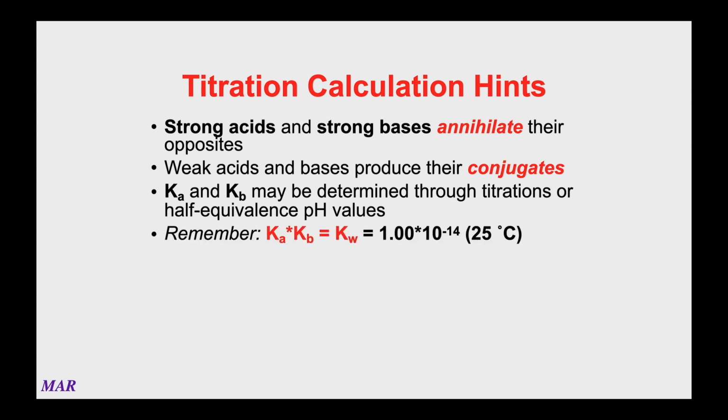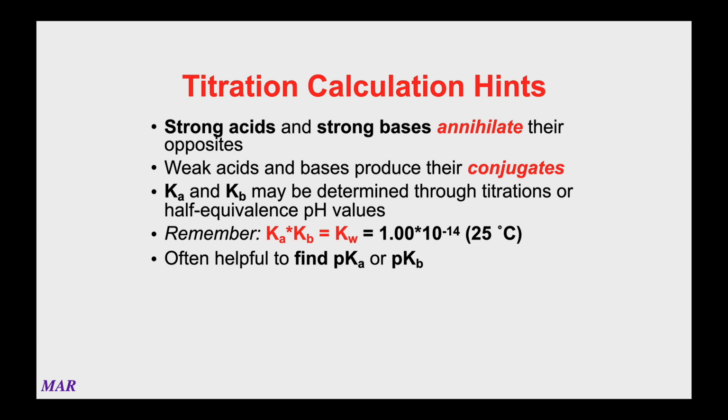Ka times Kb is always equal to Kw, assuming that they're conjugates. That also assumes that you're at room temperature. And again, in this class, we're basically at room temperature. If you do research with acids and bases in medicine, you may need to reconfigure because the body is not at 25 degrees Celsius. pKa and pKb can be helpful.